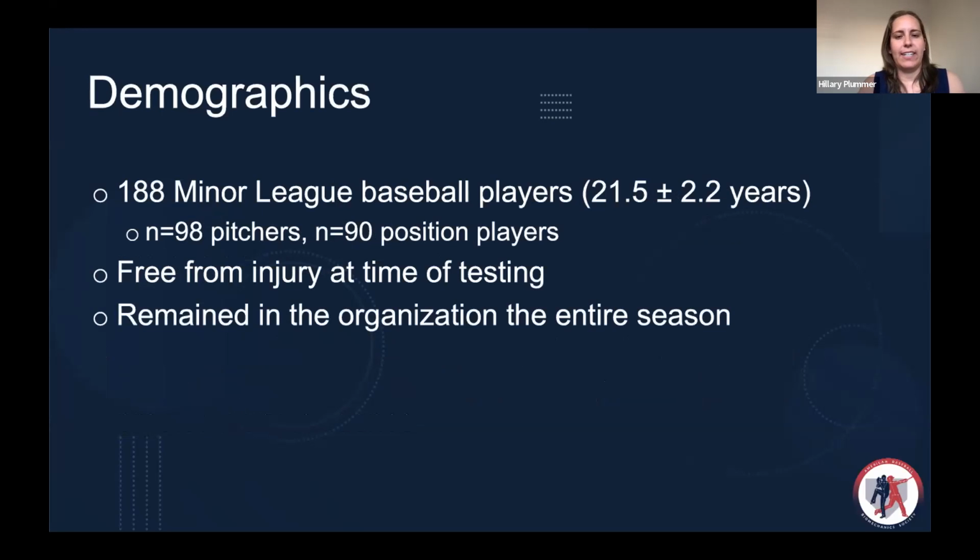98 were pitchers, 90 were position players, and our inclusion criteria included that they had to be free from injury at the time of testing, and they had to remain in the organization for the entire season. So if a player was released or traded, we ended up not being able to include them in our final data set because we didn't have injury data for them once they left the organization.